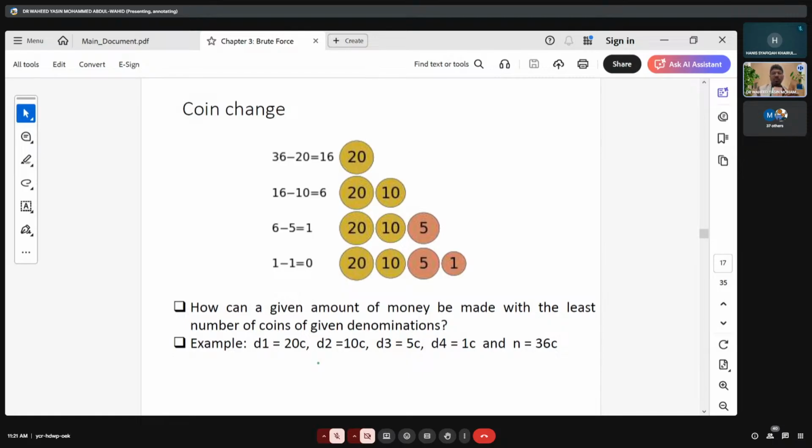I will give you a note of 20, the bigger one. Then a note of 10, then a note of 5, then a note of 1. This is 36. This is one solution. If I give you another solution, it will not be the best answer. Let me check if I have it here. Maybe I give you here 2, 5.